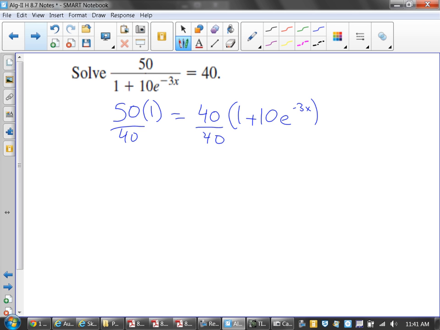Now, guys, what I want you to notice, all I did here was just exchange these two, didn't I? Yeah, that's the shortcut. If you exchange those two right away, you get 5 over 4 is going to equal 1 plus 10e to the negative 3x. Now it's just a quick, maybe a 3-step equation.